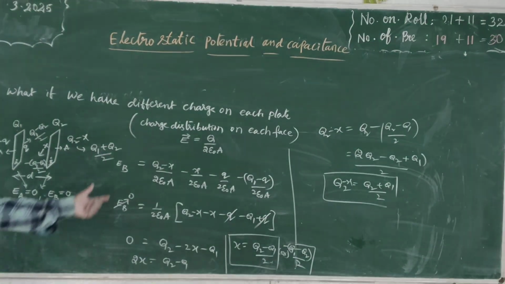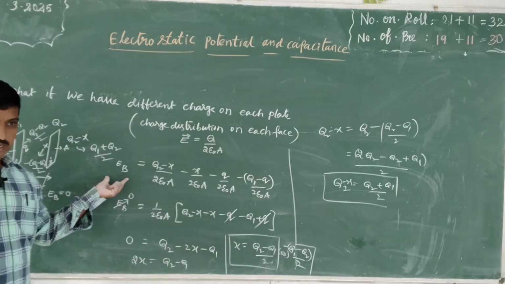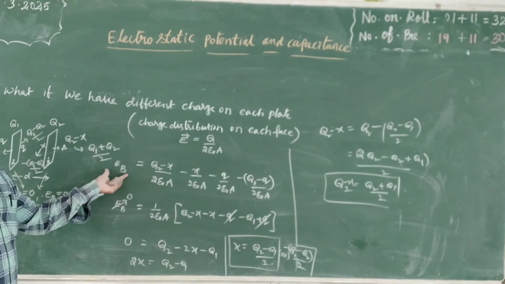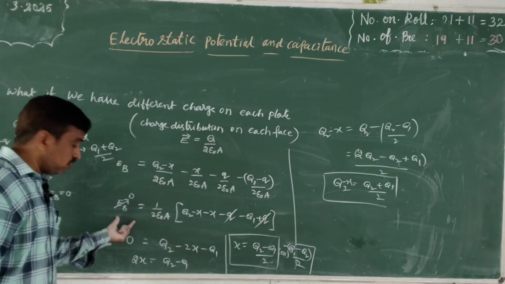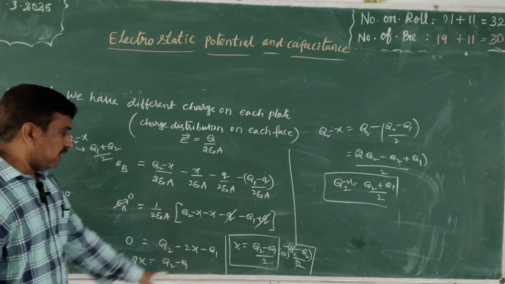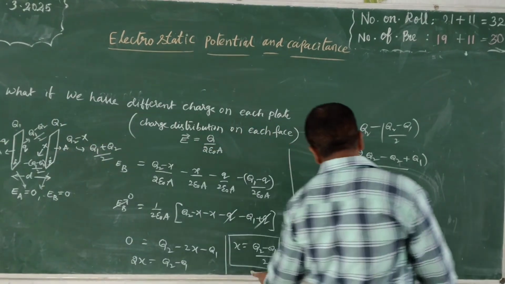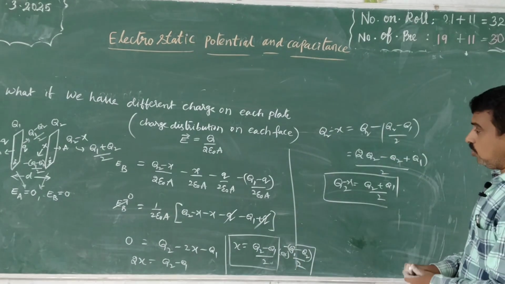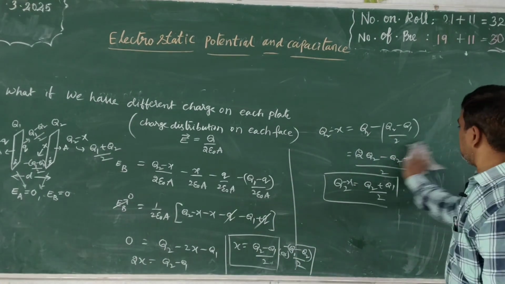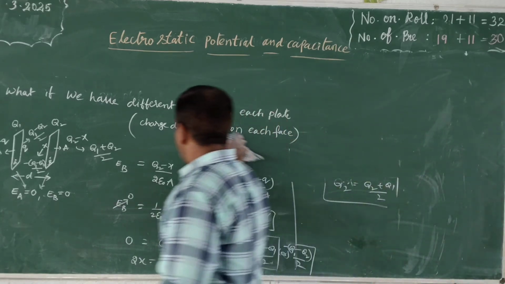So here also we can take that the electric field inside the conductor is 0. The electric field on B, this field minus this one minus this one minus this one, we get the value 0. So from that we get the x value, q2 minus q1 by 2, or we can write minus of q1 minus q2 by 2. These are the charges on each face. So we can write it now separately and do the problems.